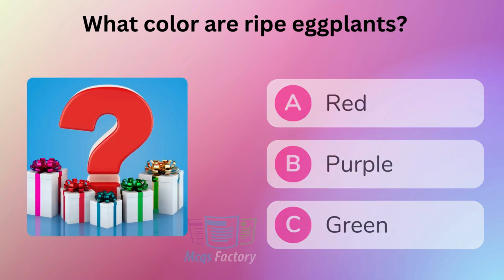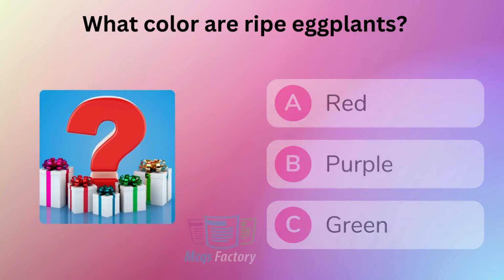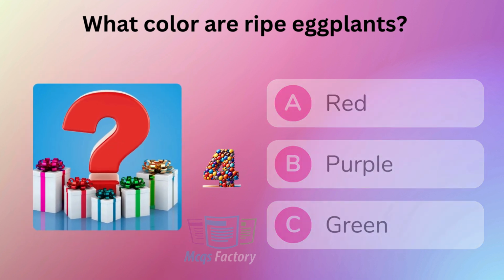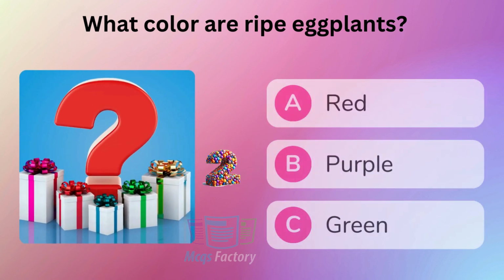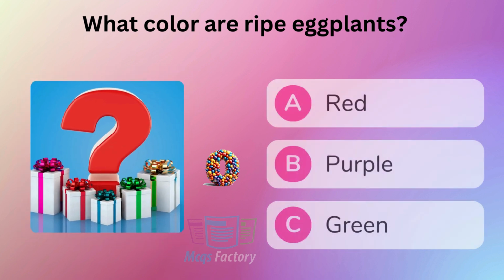What color are ripe eggplants? Red, purple, green. 5, 4, 3, 2, 1. Purple.